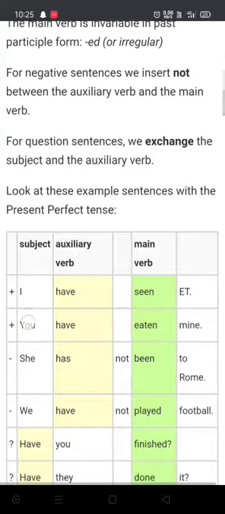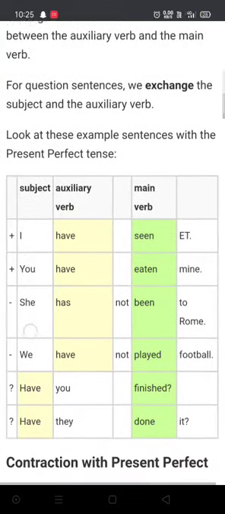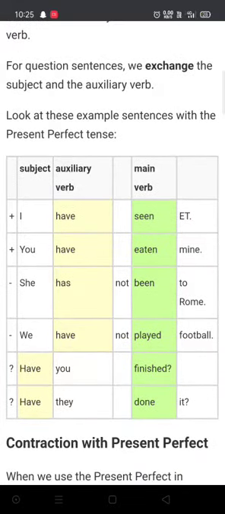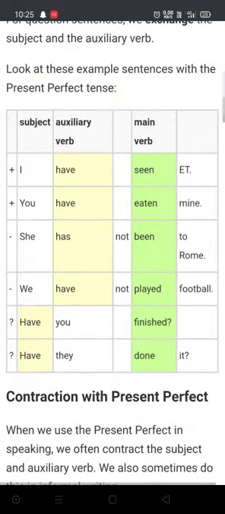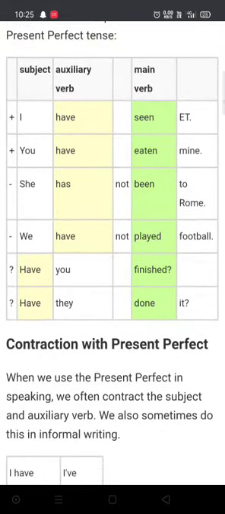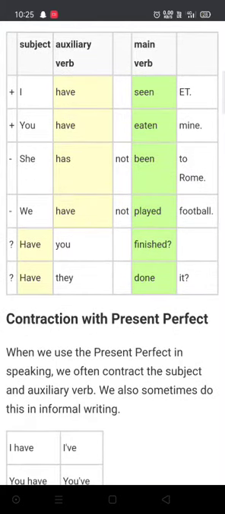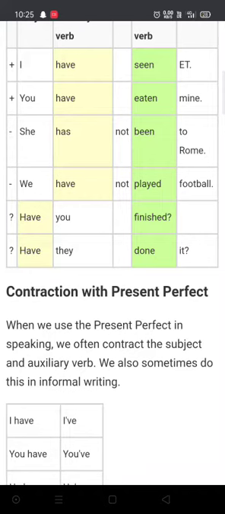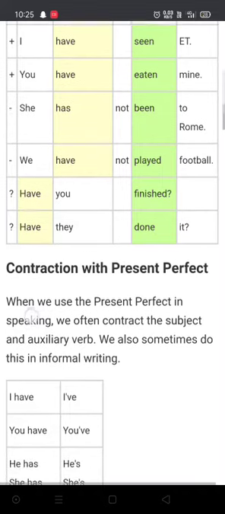Look at these examples, sentences with the present perfect tense. I have seen it. ठीक है, you have eaten mine. She has not been to Rome. We have not played football. Have you finished? Have they done it?